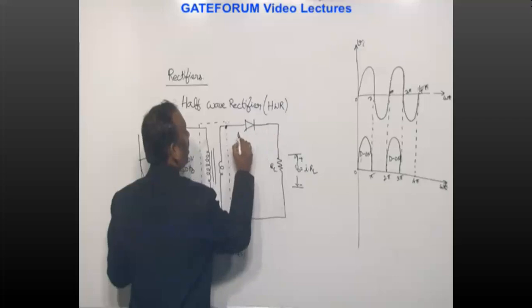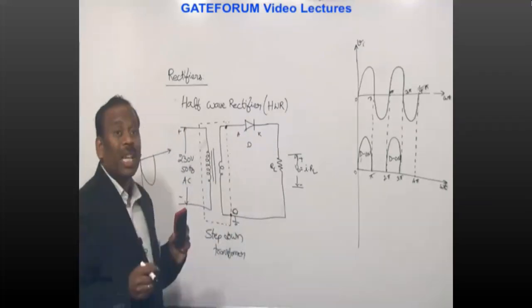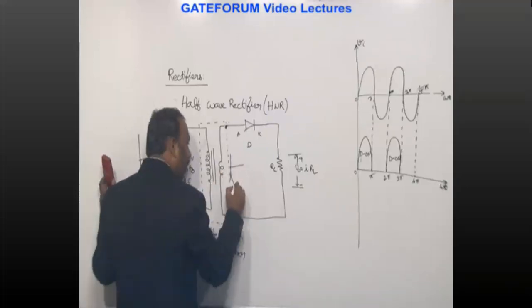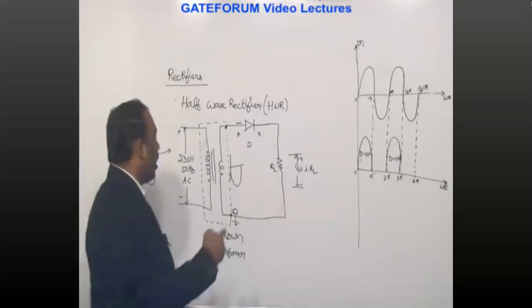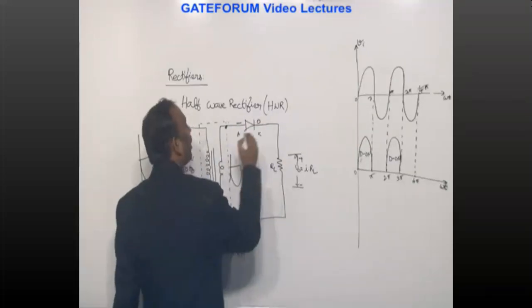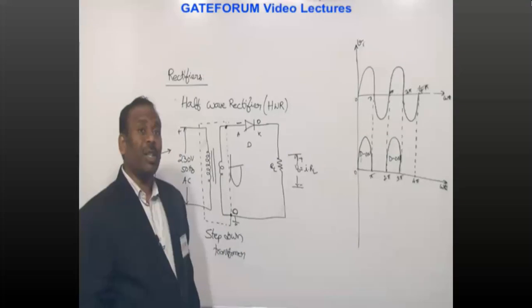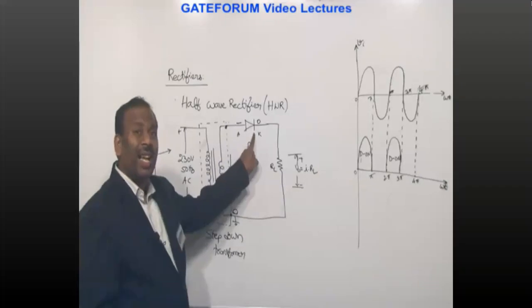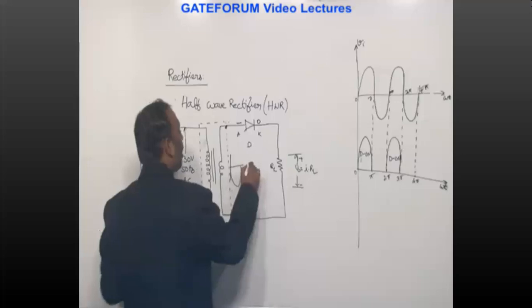This is the original circuit. During the negative half cycle, what is going to happen? Here you will have the negative half cycle. That means the anode is at lower potential, the cathode is grounded, therefore it will be maintained at zero. So the anode is at negative potential, the cathode is at zero. So here the anode is at lower potential than the cathode, therefore the diode is reverse biased.